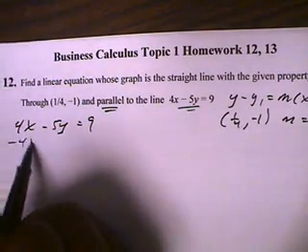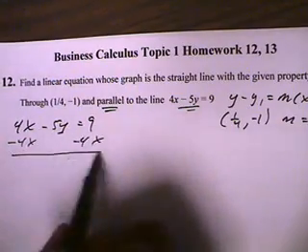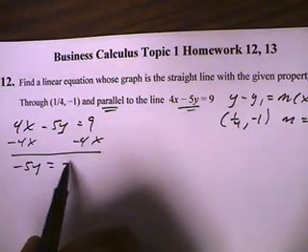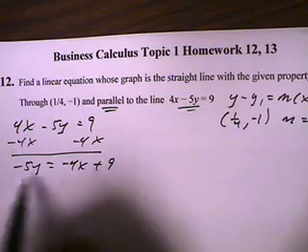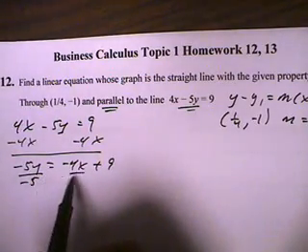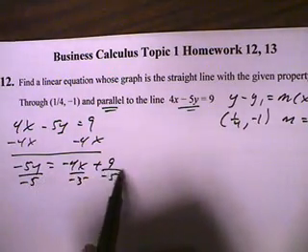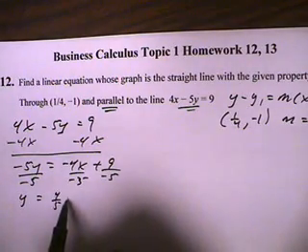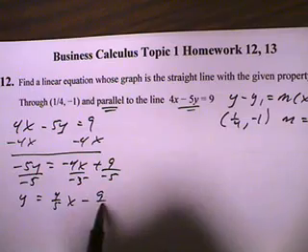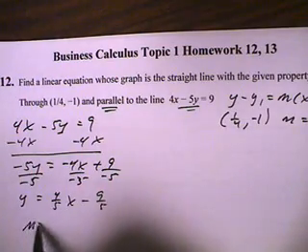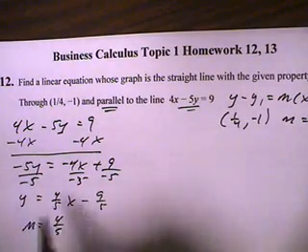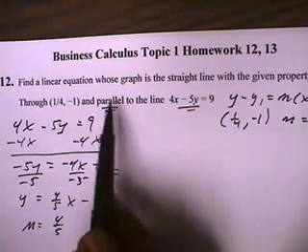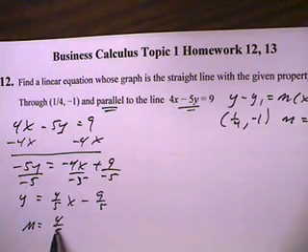So we'll subtract 4x from both sides, and we get -5y equals -4x plus 9. Divide everything by -5, and we end up with y equals 4/5 x minus 9/5. And here we have that our slope is 4/5 for this line. And to be parallel, we're going to use the same slope.